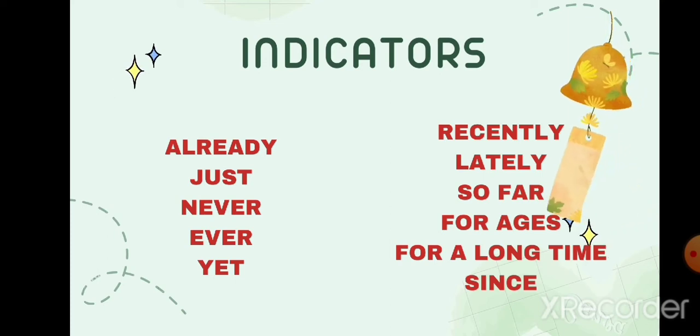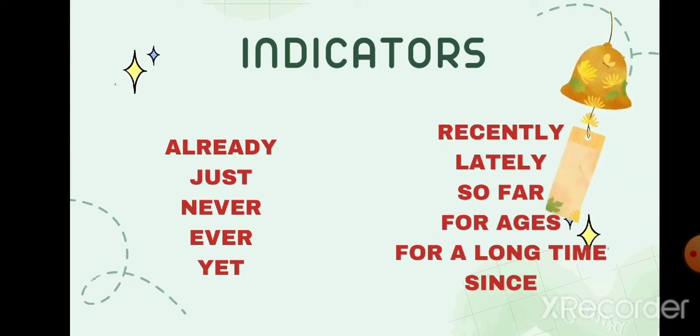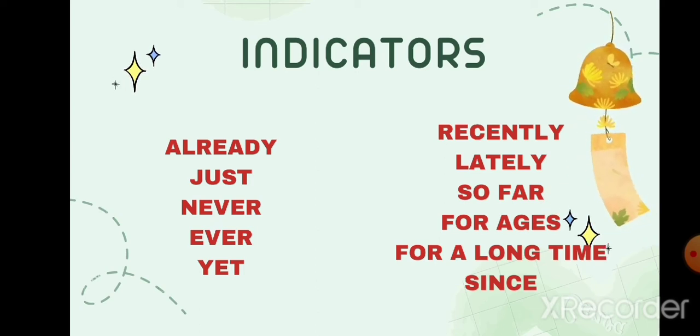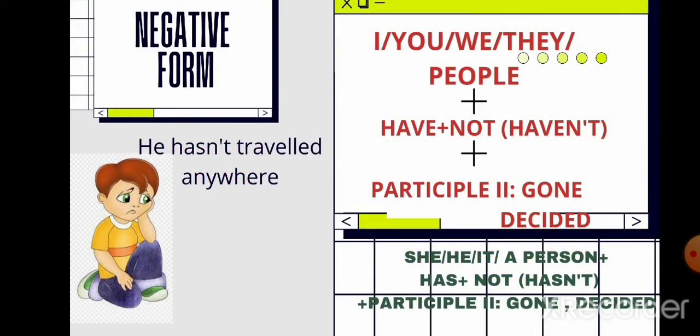For example, I have already done my homework. Or, I have just seen her. The others can be put at the end of the sentence, like I haven't seen her for ages. And when we speak about negative form, in order to make negative form after subject, for example, plural, I, you, we, they, people, animals, you have to put have plus not. Or you can contract haven't and participle, gone, or decided.